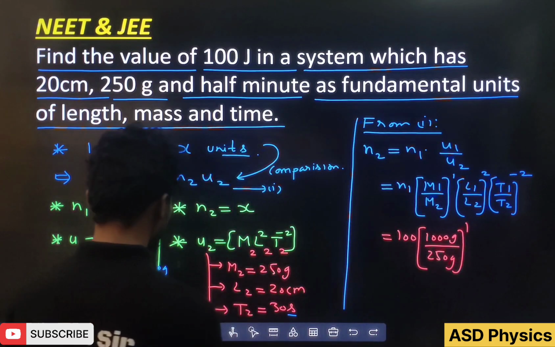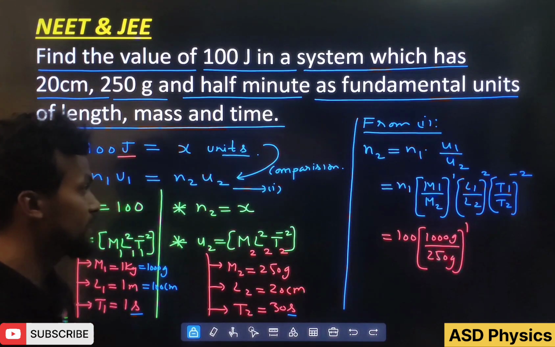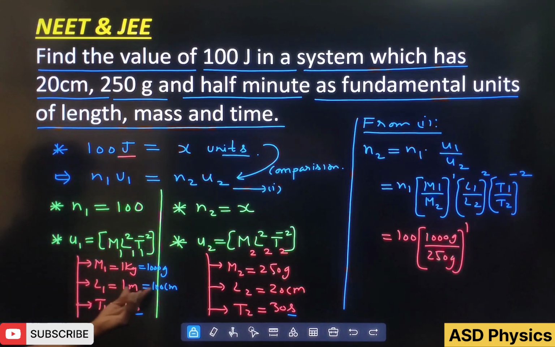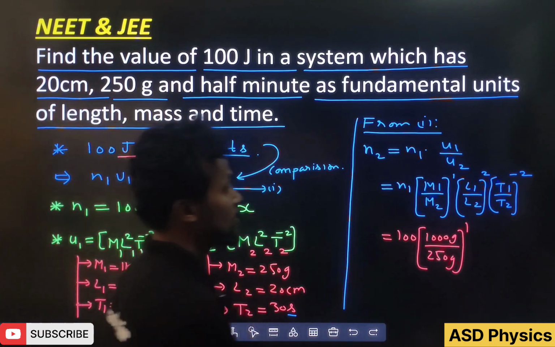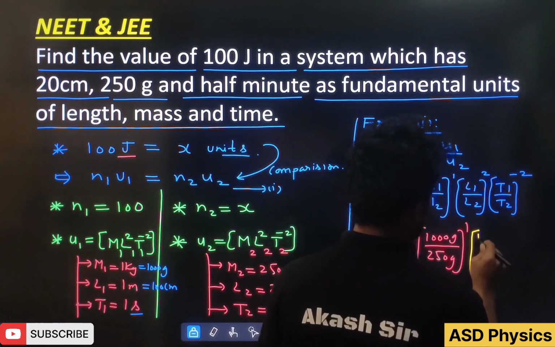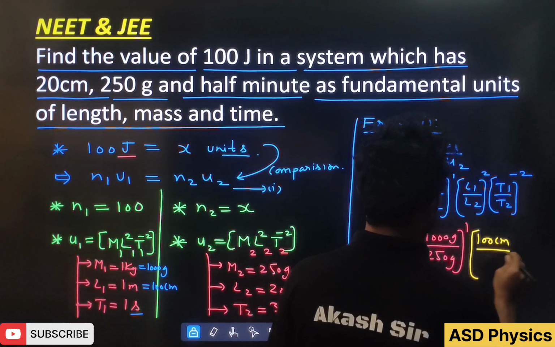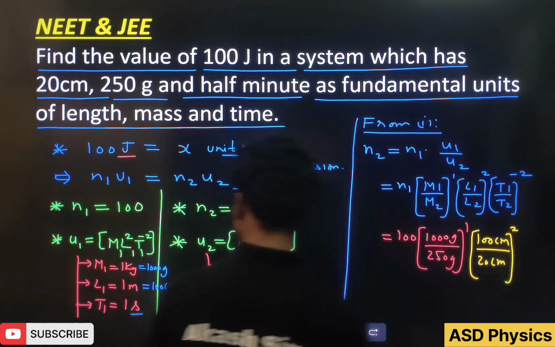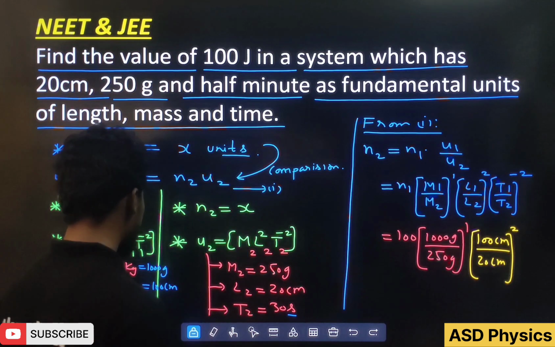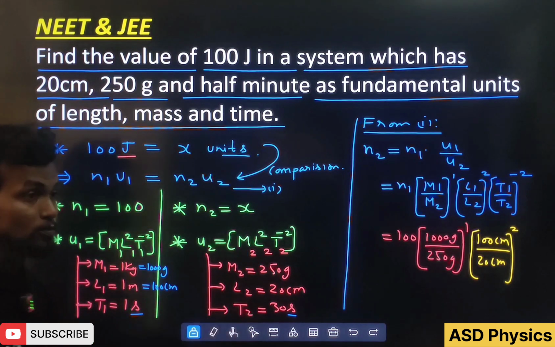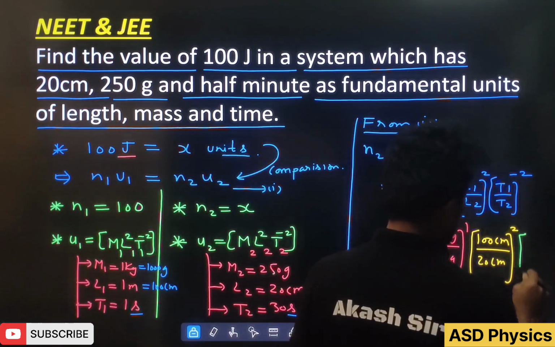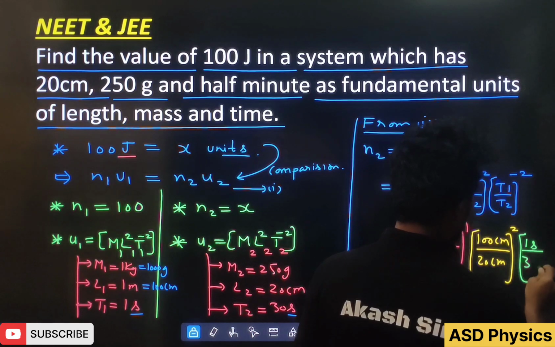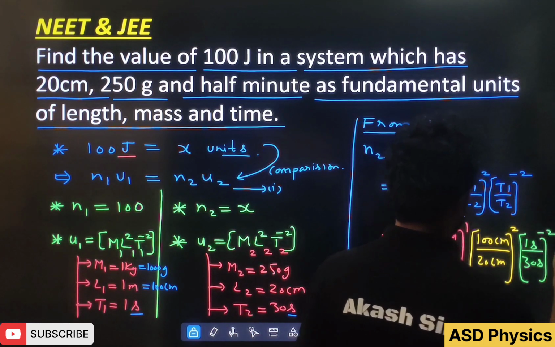Power 1. Okay. After that, for the length, how much is given here? Here 100 centimeter, and here 20 centimeter. So it will become 100 centimeter by 20 centimeter, power 2. Great. After that, for the time, here 1 second and here 30 seconds. So here it will become 1 second by 30 seconds, power minus 2.